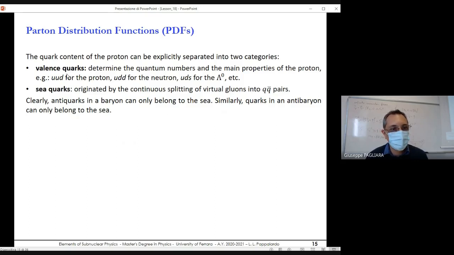Okay? So in a baryon, we have the valence quarks. In the corresponding antibaryon, we have the valence antiquarks. So the valence antiquarks for the antiproton are ū, ū, d̄. Okay.